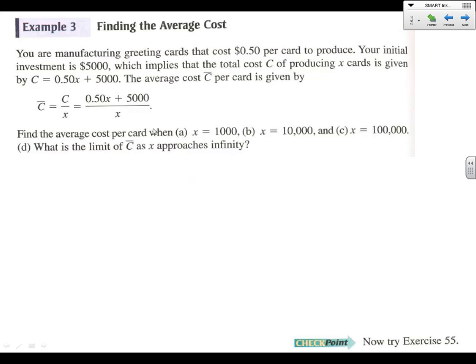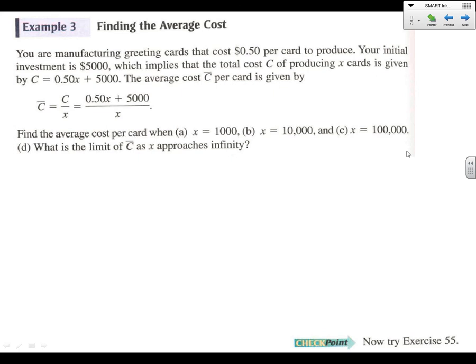All right, let's take a look at a word problem here. We're manufacturing greeting cards at 50 cents a card. Initially, we got to pony up $5,000 just to get going in this business. And so then we have a cost of 50 cents per card plus that original 5,000. If we figured out the average cost of the card, we would divide by how many cards we were making.